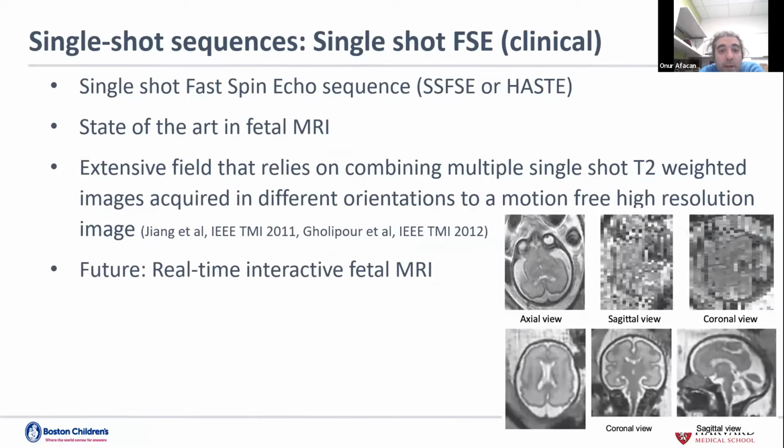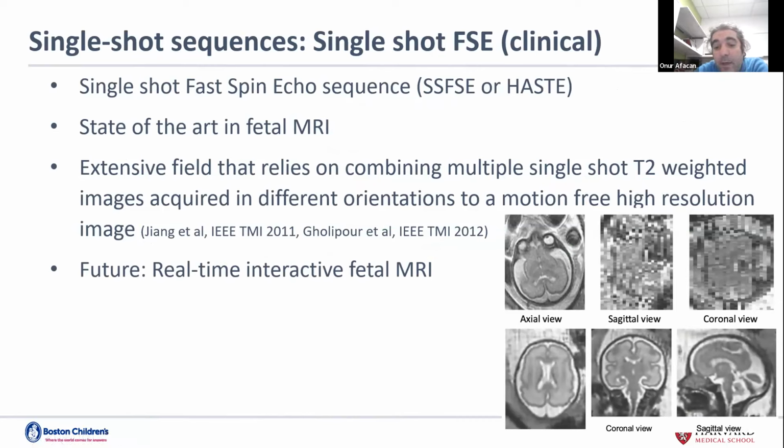Another approach, as was highlighted in the previous talk, is single-shot sequences. Usually this is called SSFSE or HASTE. It is mostly used in abdomen imaging, but it is currently the state of the art in our institute for fetal MRI. One technology that we developed with some colleagues is a technique that combines multiple single-shot T2-weighted images acquired in different orientations into a motion-free high-resolution image.